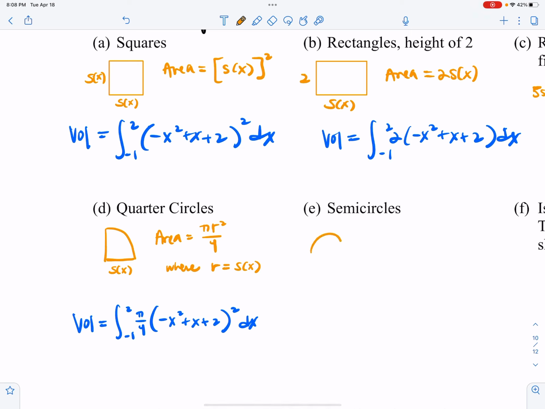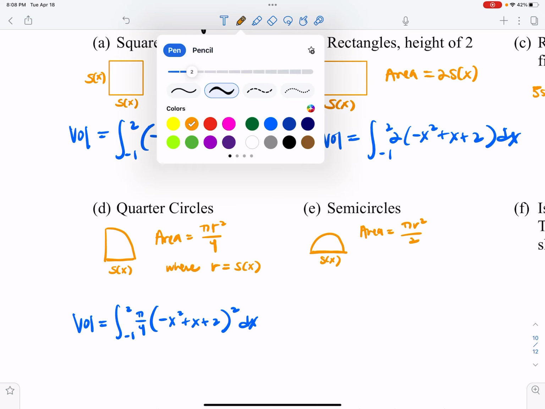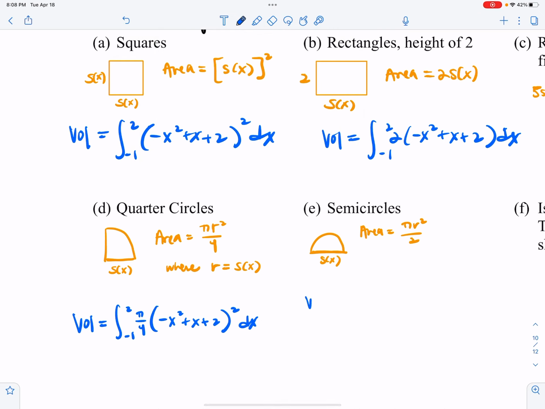Okay, when the cross sections are semicircles, so half circles, the base being S of x. Then our area would be pi r squared divided by 2. And again, r is equal to S of x. So our volume would be the integral from -1 to 2 of pi over 2 times negative x squared plus x plus 2, squared, dx.